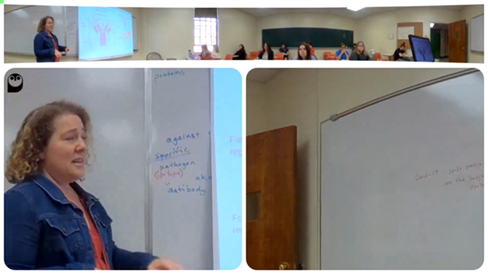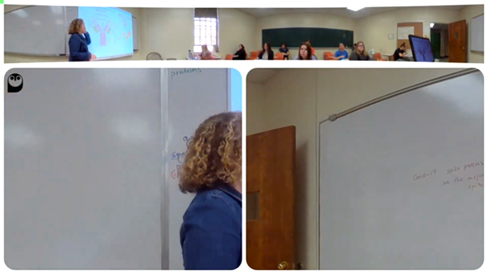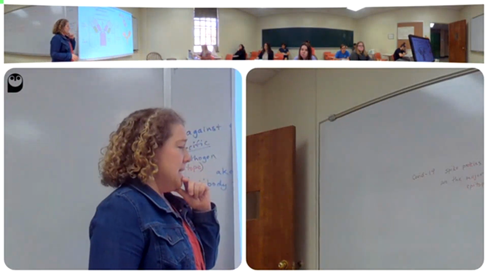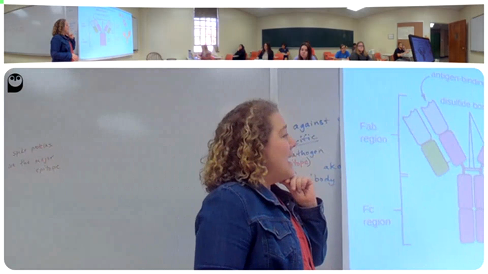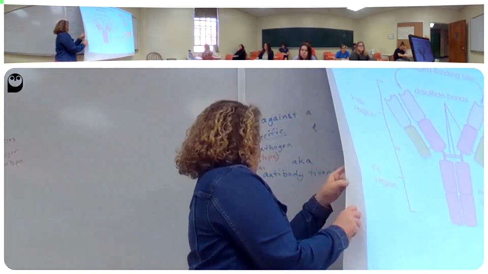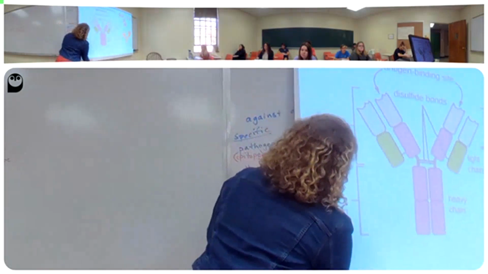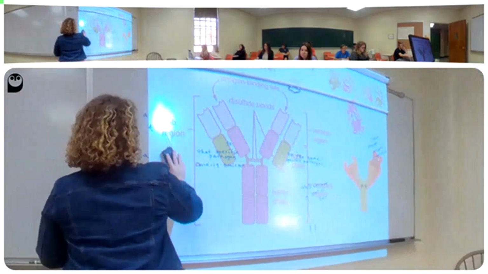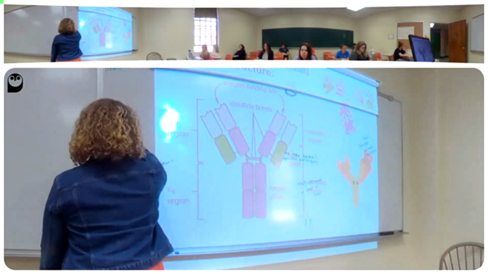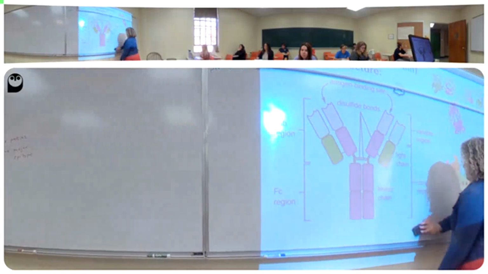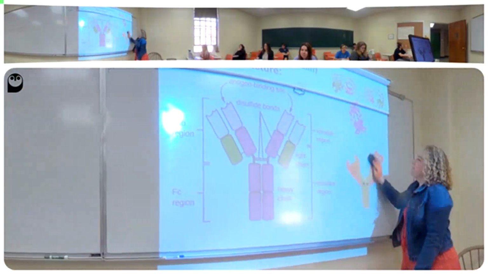So immunoglobulins have this particular conserved shape with different regions. I'm gonna have to erase these from the graph, and then we'll go back to the graph, and that'll be okay. I'm gonna draw some stuff on this picture.